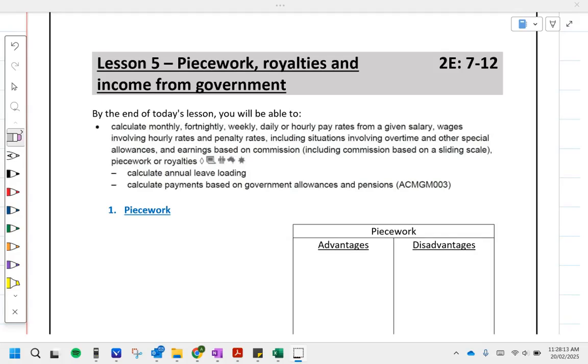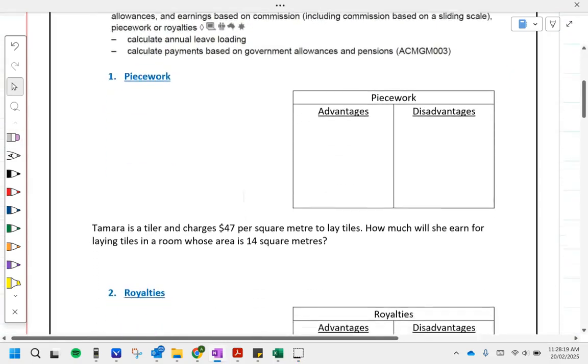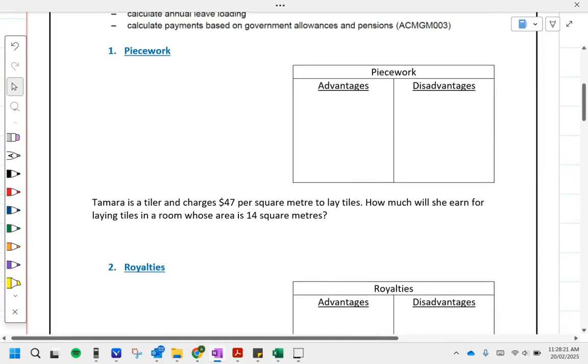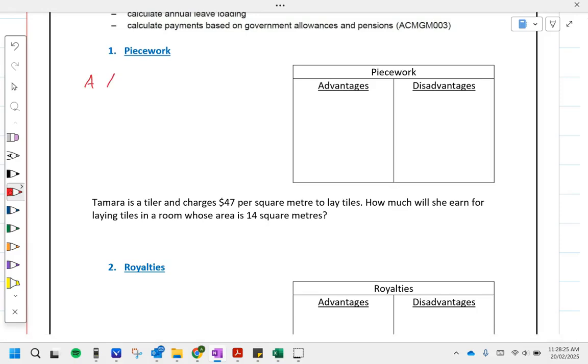In this video, we're going to be looking at piecework, royalties, and income from government. So, let's have a look at piecework. Piecework is a fixed payment for work completed.